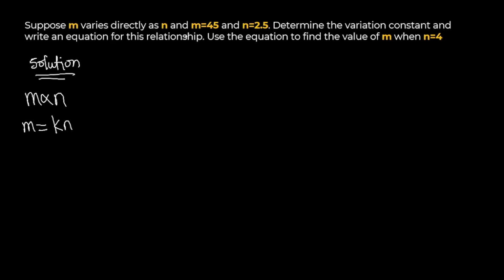Now the initial condition that we are given is that when m is 45, n is what? 2.5. Okay, and we are to find m when n is what? 4.